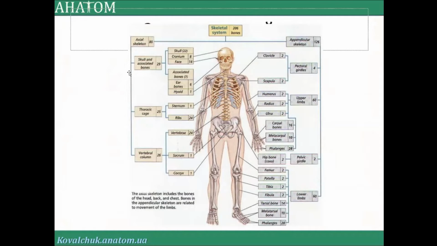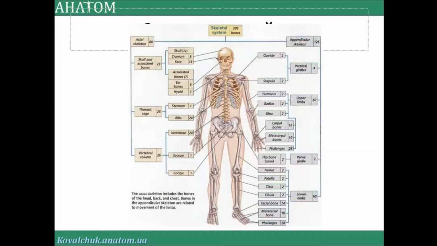Next one, skull and associated bones, it's 29 bones: 22 in the real skull, and the hyoid and ear bones in the temporal bone, plus 7 bones in the skull. Next one, thoracic cage, with 1 sternum and 24 ribs. And the axial skeleton is the skull, thoracic cage, and vertebral column.